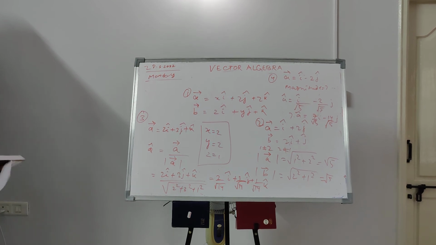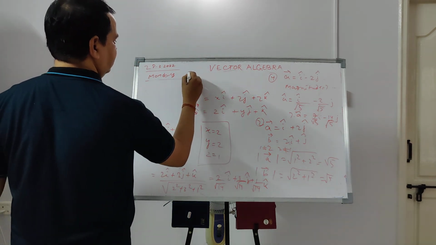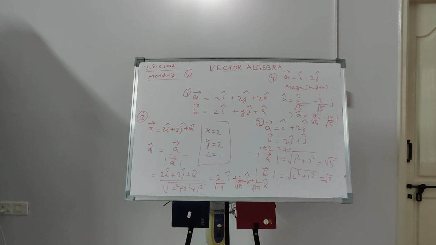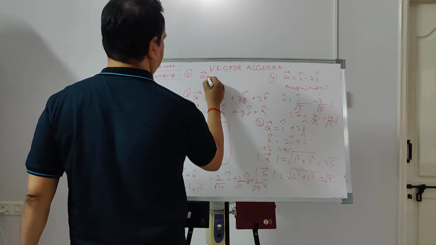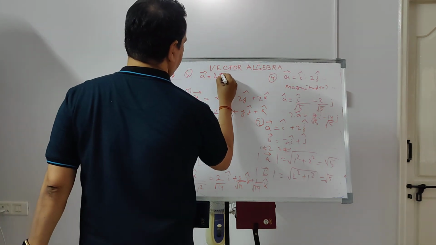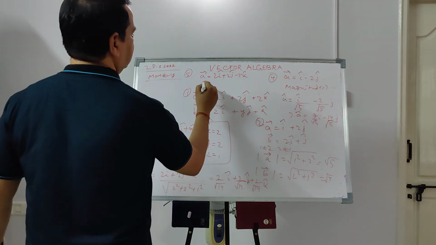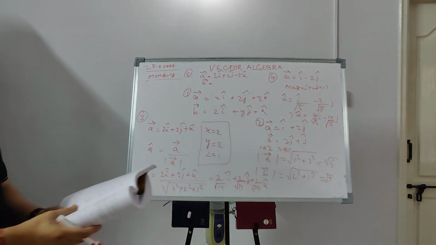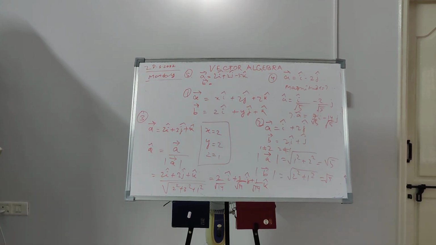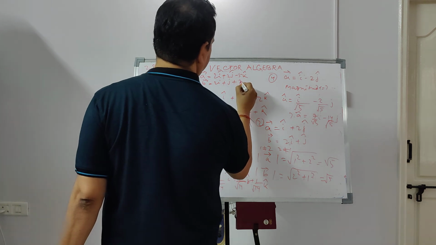Okay, so another question, question number 5. Find the unit vector in direction of sum of vectors. So we have two vectors. A is equal to 2i plus 2j minus 5k. And we have another vector, B is 2i plus j plus 3k.